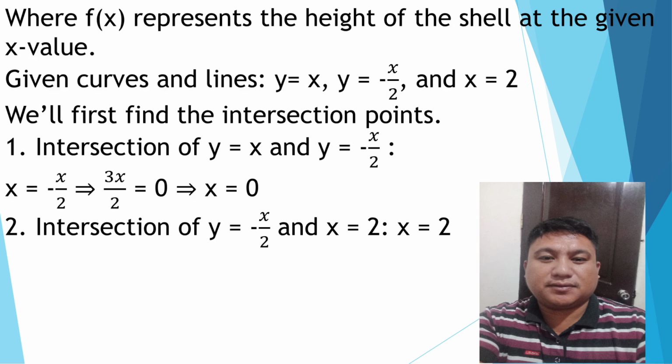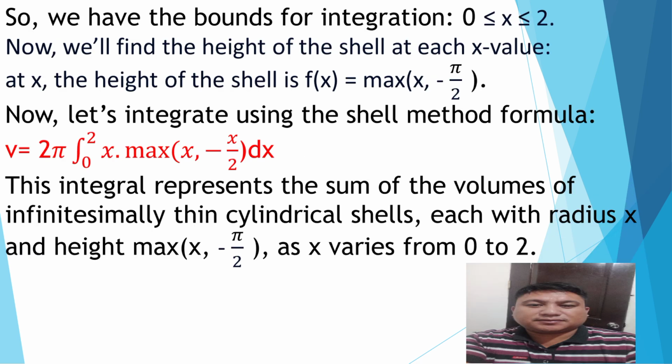Well, first find the intersection points. First, the intersection of y equals x and y equals negative x over 2: x equals negative x over 2, so 3x over 2 equals 0, so x equals 0. Then second, the intersection of y equals negative x over 2 and x equals 2. So we have the bounds for integration, 0 less than or equal to x less than or equal to 2. Now we'll find the height of the shell at each x value.